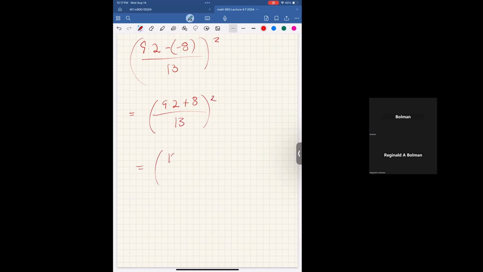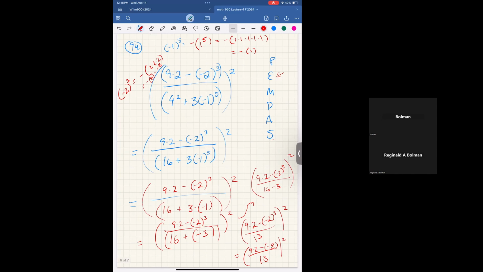Well, 9 times 2 is 18, so we'll now have 18 plus 8. 18 plus 8 gives us 26. 26 divided by 13 is going to be 2. So 2 squared is 2 times 2, which gives us the answer of 4. And voila, you have your solution.